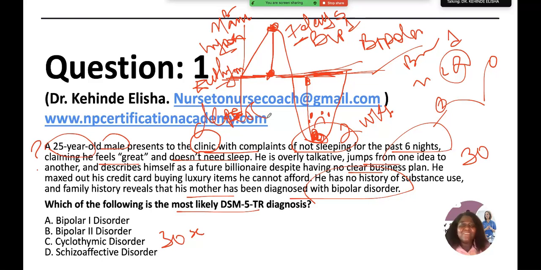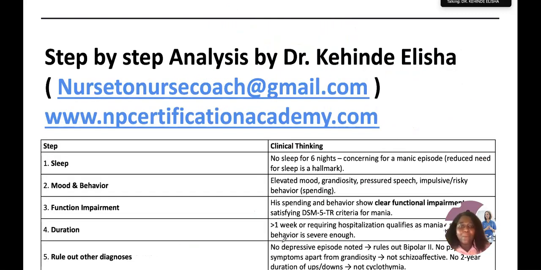Now, back to this question. What is the final answer? The final answer is Bipolar 1 disorder, period. This is getting to a manic phase if you can see it. Let's look at how we navigate, how we came up to that conclusion. This is how you should be analyzing questions on the exam. This is how you should be thinking.